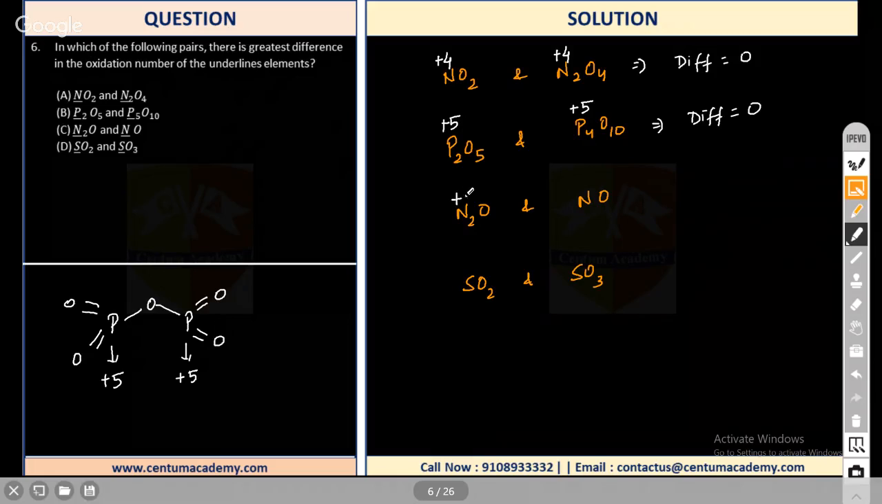In N2O, nitrogen is in +1, this is +2, this is +4, and this is +6. Here the difference is 1, and here the difference is 2, right? Hence, the answer for this question will be option D.